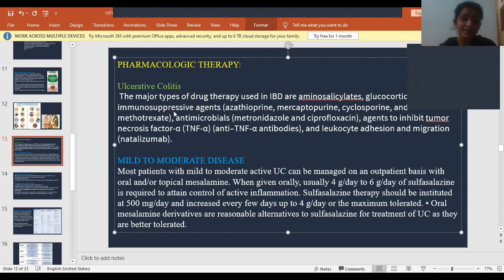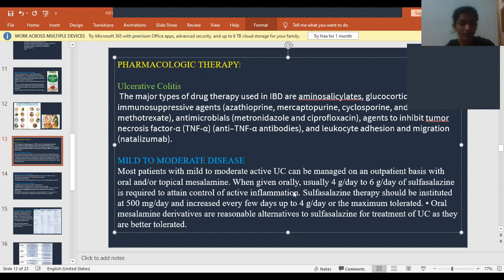In case the ulcerative colitis is mild to moderate, how do we manage it? If the patient has mild to moderate disease, first we'll treat the patient on an OP basis, that is, as an outpatient. In that condition, we'll give oral or topical mesalamine, which is an aminosalicylate. We'll start the patient on topical mesalamine or oral mesalamine in tablet or capsule form.